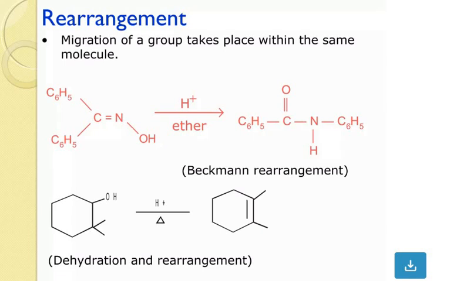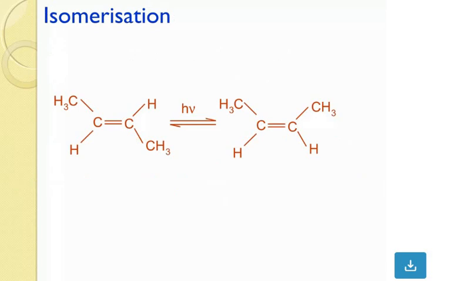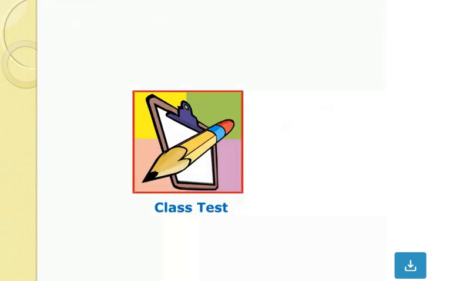Now rearrangement: migration of a group takes place within the same molecule. Here is one example, Beckmann rearrangement, and dehydration and rearrangement. Now condensation: 2 molecules of the same or different reactants combine to give a new product with the elimination of a simple byproduct like water, ammonia, etc. You can see the example. Isomerization reaction, you can see the examples.